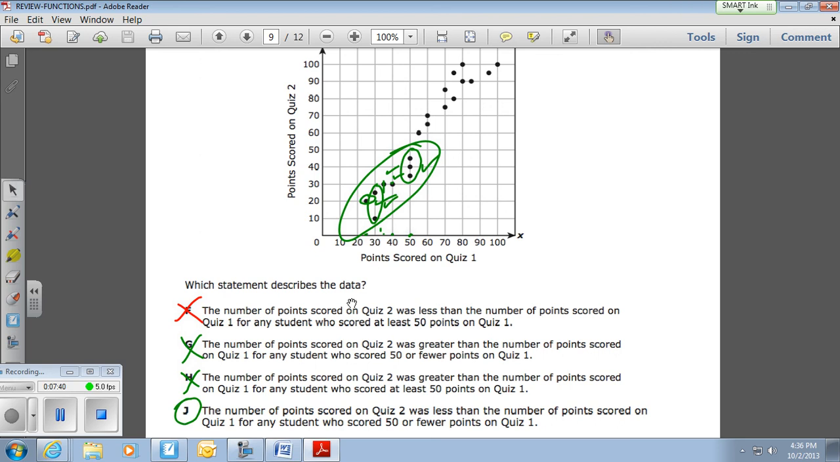So this is just one of those where you have to make sure, first of all, you understand the graph, and then you have to go through every answer choice, and as confusing as it is, make sure you get those key words: at least 50, or 50 or fewer. So make sure you understand that terminology, and make sure all the other answer choices are ruled out, and that leaves you only with one. Next question.